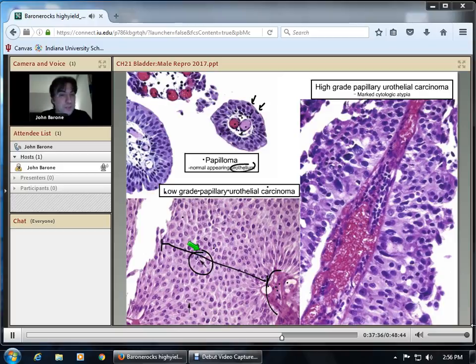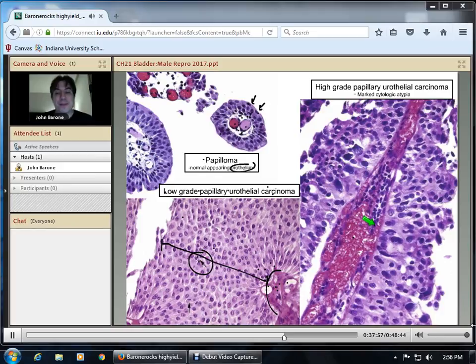Where should mitosis be? In the basal layer. They should be down here. And the cells are supposed to proliferate from the basal, the stem cell layer. You see mitosis up there? That's abnormal. So again, this is a low-grade papillary urothelial carcinoma. Again, not invasive yet. This little papilla is sticking up.